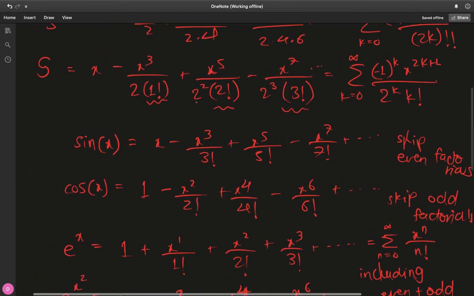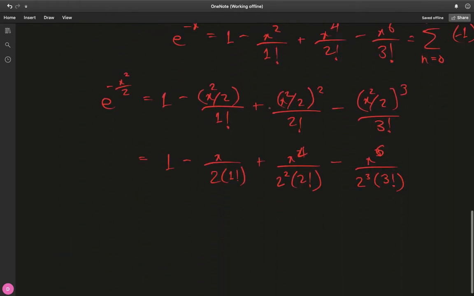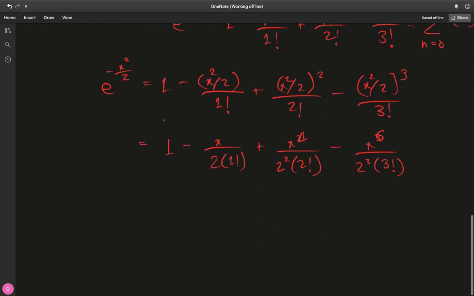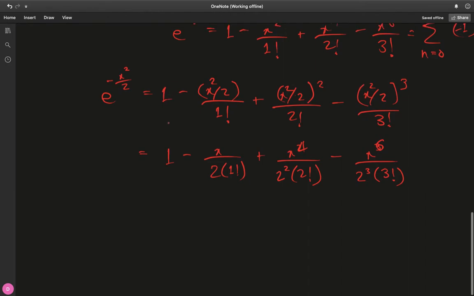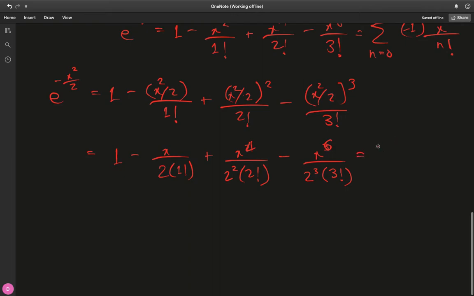It's just that initially, we have odd powers of x. Here we have even powers of x. We start with x. Here we start with 1. So to rectify that, but before doing that, let me just write the general representation of this. This will be minus 1 to the n times x to the 2n over 2 to the n times n factorial.